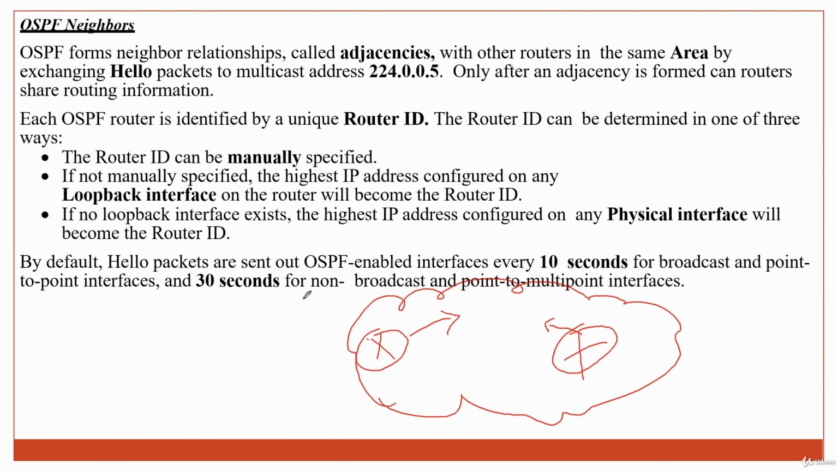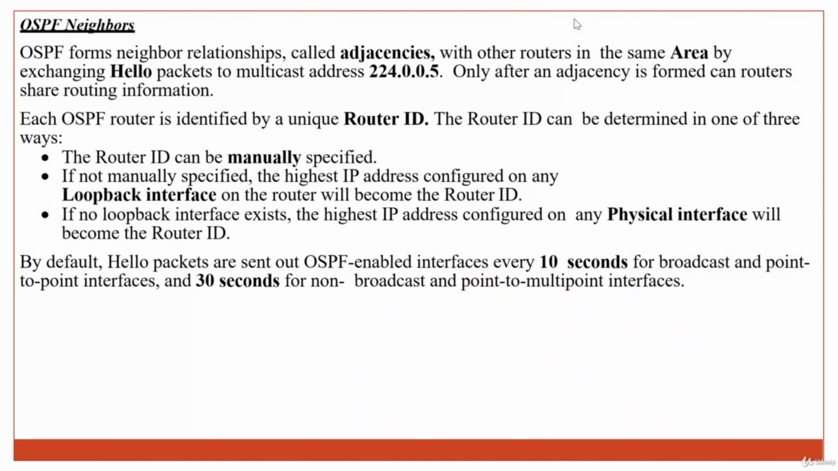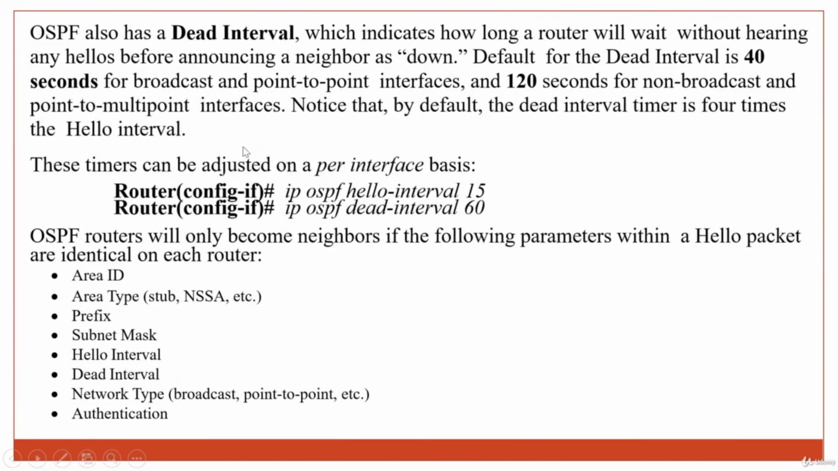And in the broadcast network, actually in the NBMA network, that will be 30 seconds, and then the dead timer will be 30 times 4, that is 120 seconds. So they will send and receive, they will exchange their hello packets, and if they are matching certain criteria while sending and receiving the hello packets, then they are going to form the neighbor relationship.